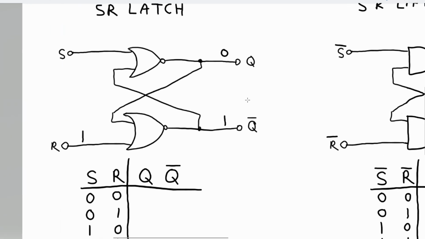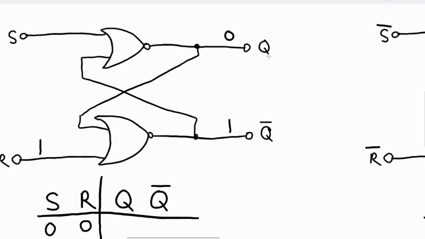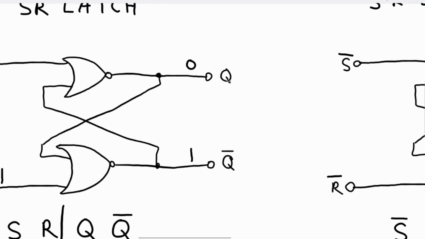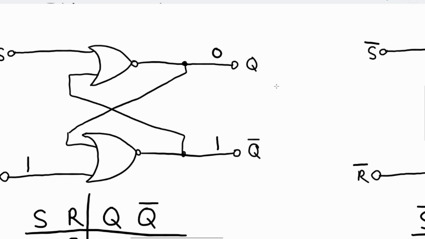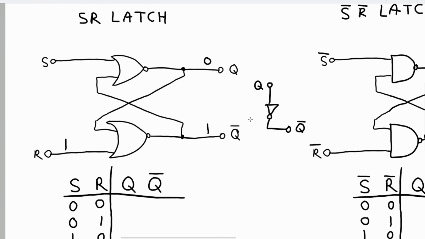Q bar is always the opposite of Q. So if Q is 1, Q bar will be 0. If Q is 0, Q bar will be 1. It's always like that. You think of it like that, it will just be the inverse or the complement of it.